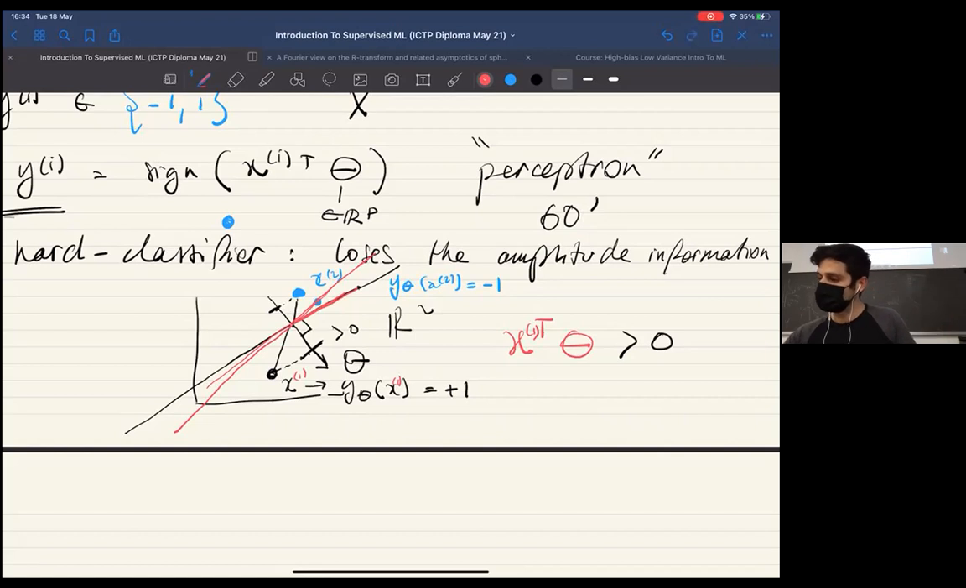So what we want to do is to design a model which is able to capture that, which is able to not only tell you what label you should select, plus or minus one, but also that tracks information about how confident the model is in its decision. Okay? Is it clear?